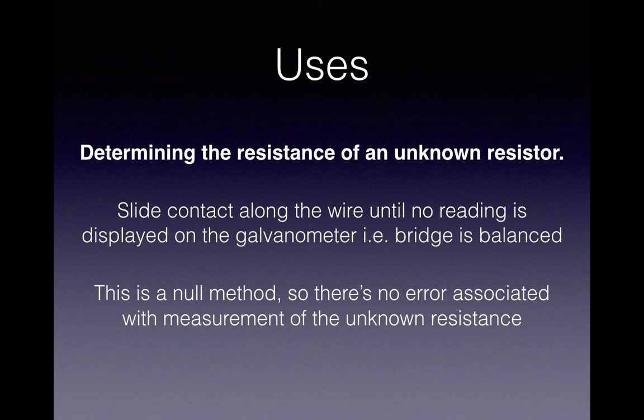And then, very important, this is also a null method. So there either is not a current flowing or there is a current flowing. There's no in between. If there's no current flowing, the bridge is balanced, the formula applies. If there's a current flowing, the formula doesn't apply. So you can definitely get a value for the resistor, but there's no error associated with that measurement of the resistance. So that's an advantage of using a meter bridge as a means to measure resistance. It's a null method. A disadvantage then, just for completion's sake, is that it's tedious to set up. And it's not as straightforward as using a digital multimeter set to read resistance.